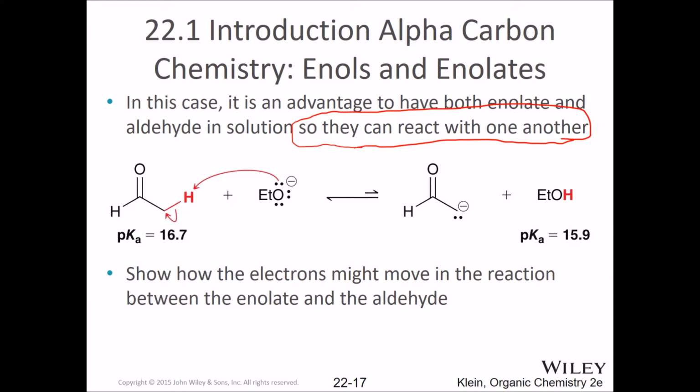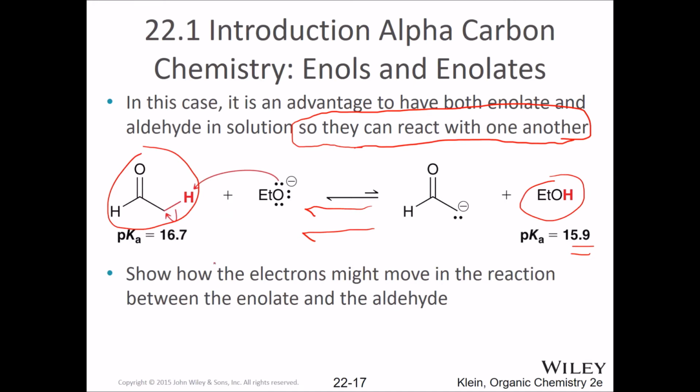Now, look at this. We have, in this case, an advantage to have both the enolate and the aldehyde in solution. The reaction is going to predominantly go this way because the pKa over here is smaller. That's the acid over here. So it's the acid with the smaller pKa that wins. It's going to go this way because it's the smaller pKa. Not sure if I said that correctly, but I think you get what I'm saying here.